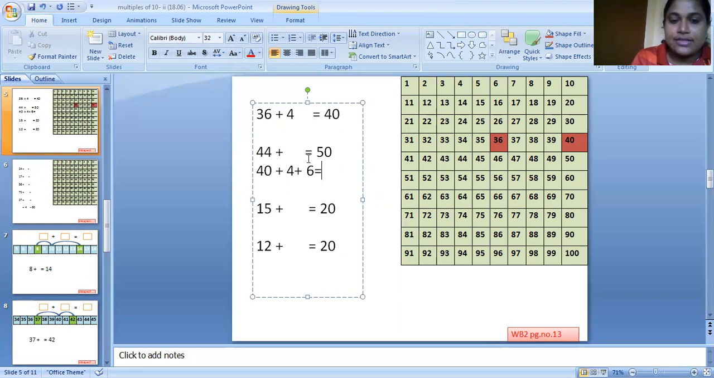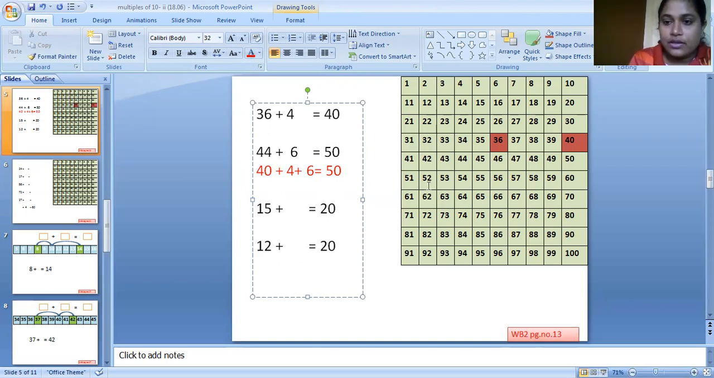Now let's see what is the answer. We have expanded this 44 as 40 plus 4. And also we know that 4 plus 6 is equals 10. So here we have 10 and here we have 40. 40 plus 10 is equals, the answer is 50. So the answer for here is 6.